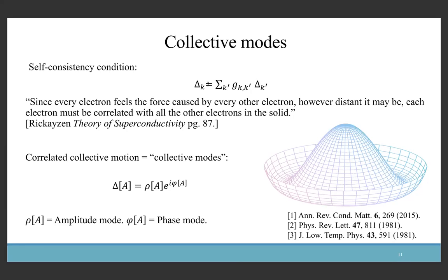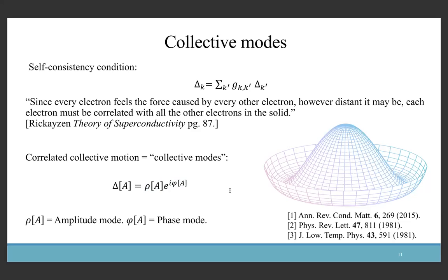And so when we consider the response to the external electromagnetic field, that will in turn affect the electrons, and as a result, the order parameter itself will depend on this external vector potential. Now the order parameter is a complex quantity, and so we can do an amplitude and phase decomposition. So rho of A here is the amplitude of the order parameter, and its dependence on the vector potential will lead to an amplitude mode, and phi of A here is known as the phase mode.